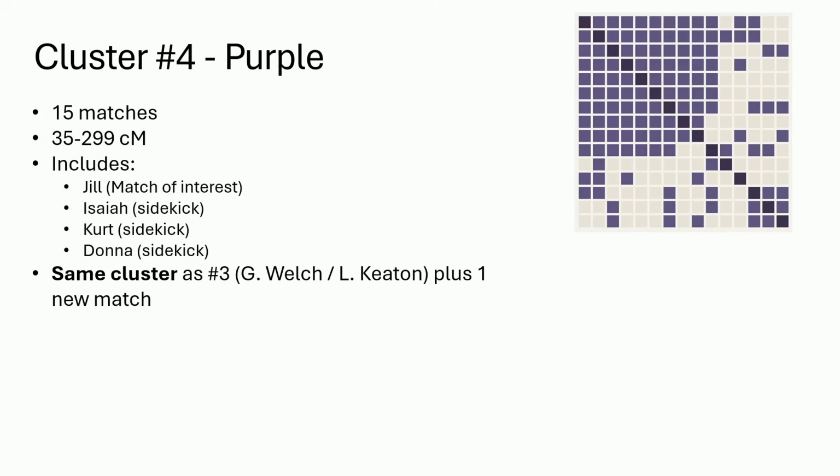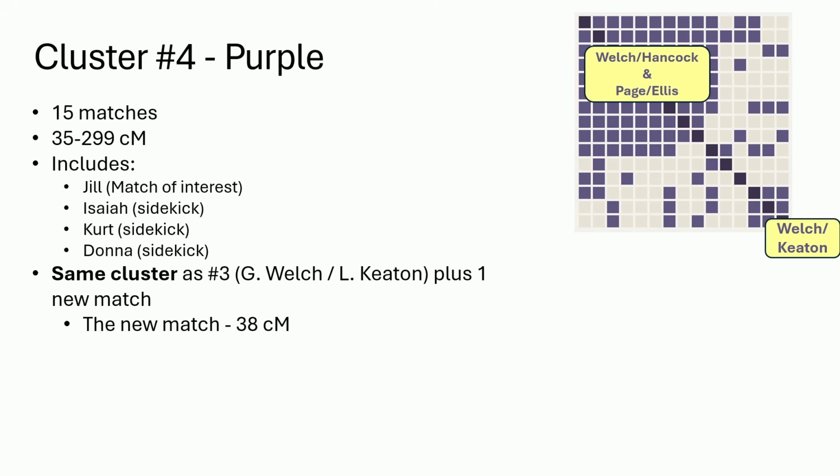Now let's analyze cluster number 4, which is the purple cluster. There are 15 matches here, and it includes all of the same matches plus 1 new match. So it's the same as cluster 3, but with 1 new match. We still have that double cousin cluster of the Welch-Hancock Page-Ellis cluster, and then we also have the Welch-Keaton cluster at the bottom with those 3 Welch-Keaton descendants. And then we have the new match, which is right here. The new match kind of overlaps with the Welch-Hancock and the Page-Ellis cluster.